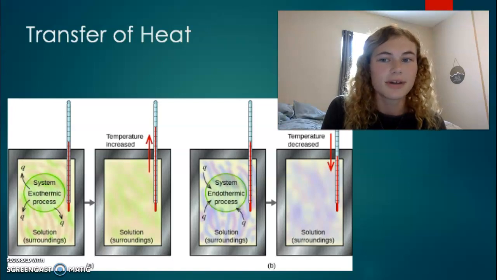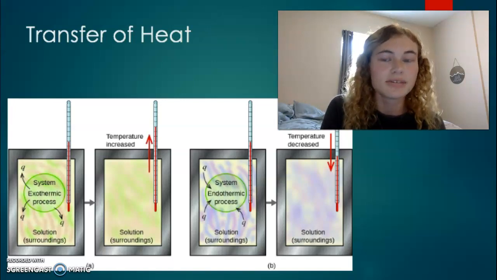In an endothermic reaction, the temperature of the surroundings will decrease because the heat is moving from the surroundings to the system. Since we know that breaking bonds requires energy, we can conclude that if the temperature of the surroundings decreases, then the chemical reaction is breaking bonds.